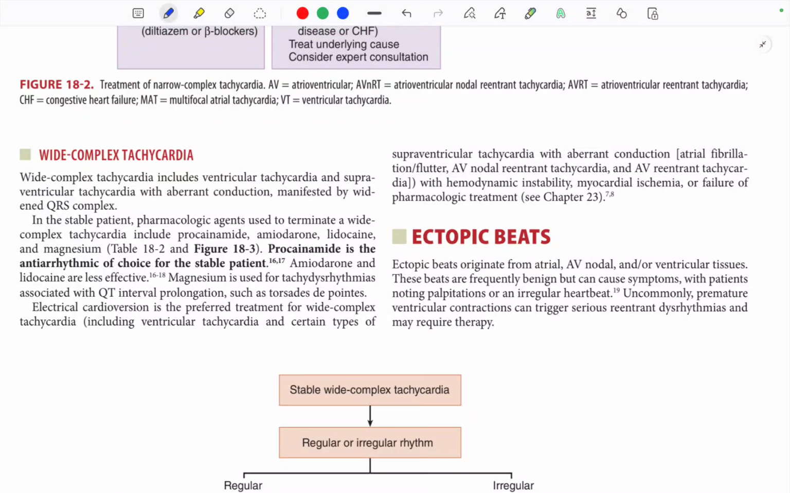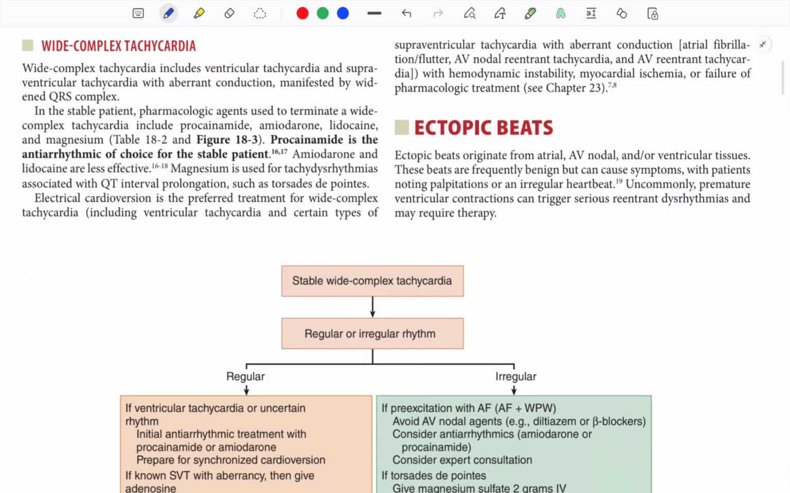Complex tachycardia, procainamide is the antiarrhythmic of choice for a stable patient. So remember, if you have a stable patient with wide complex tachycardia, use procainamide.